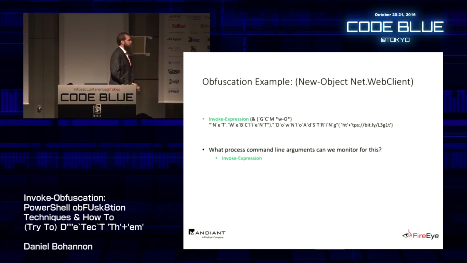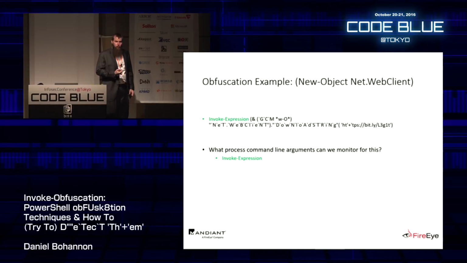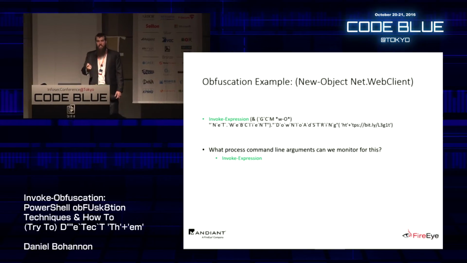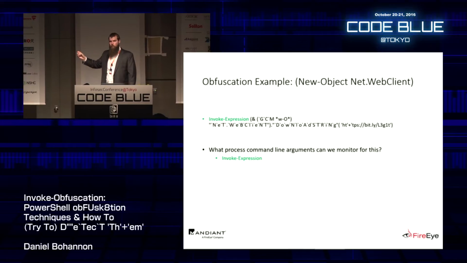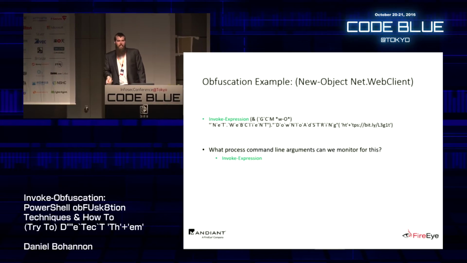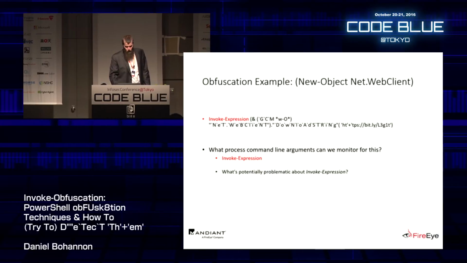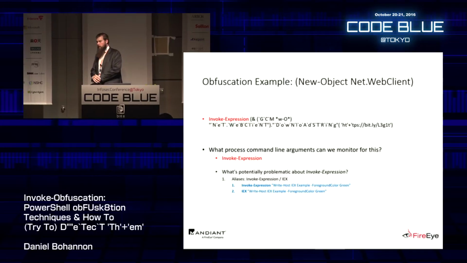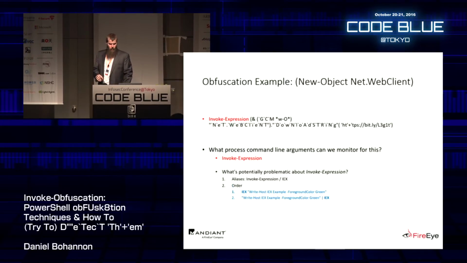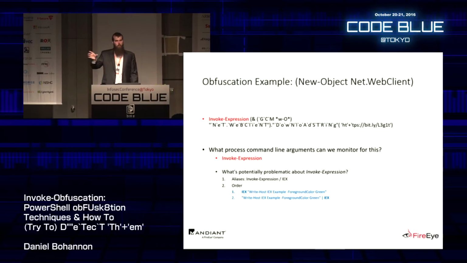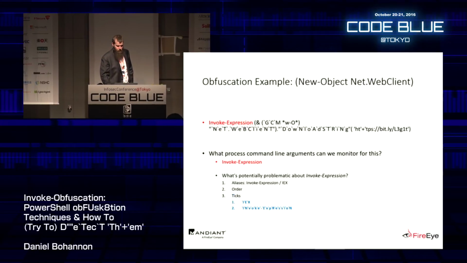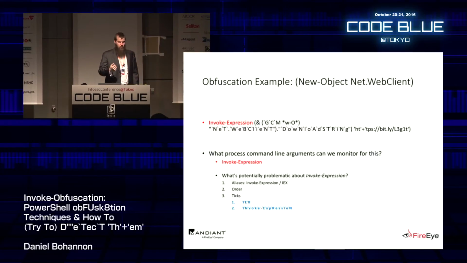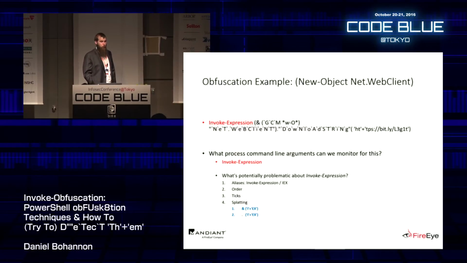So Invoke-Obfuscation. This is actually a really, really good indicator, even just by itself. If you see Invoke-Expression or IEX on the command line, it's definitely something to look at. So what's problematic about Invoke-Expression? Well, again, it has an alias of IEX. Ordering, you can have it at the beginning or the end of your expression. You can have tick marks in front of the commandlets. You can do splatting, so now you treat the commandlet name as a string and can start to manipulate it.